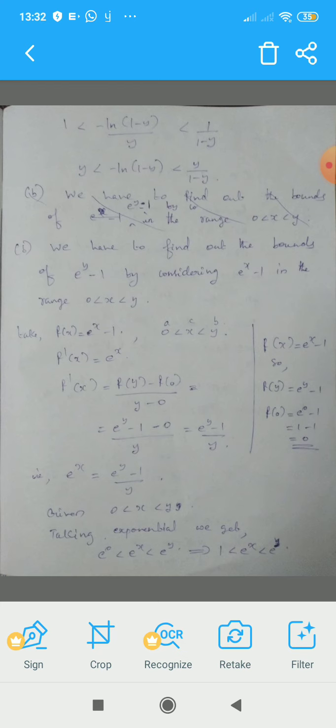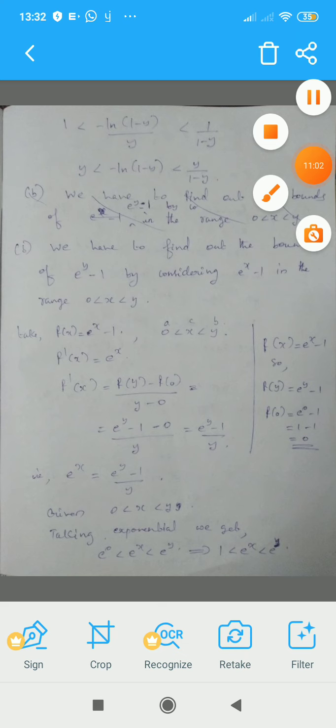Got that? So our range is 0 less than x less than y. So first I am going to take the exponential. Then I got e raised to 0 less than e raised to x less than e raised to y. And what is e raised to 0? E raised to 0 is 1, right? Then 1 less than e raised to x less than e raised to y.